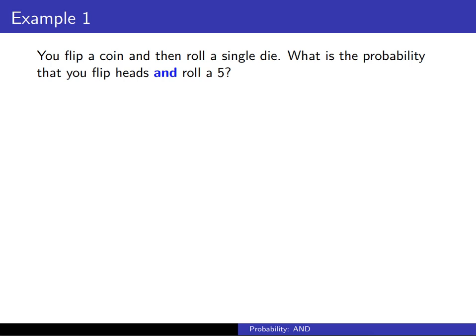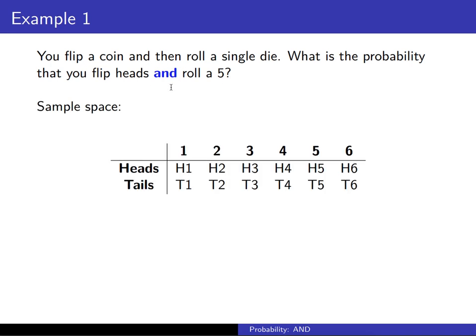So example 1 says you flip a coin and then roll a single die. What is the probability that you flip heads and roll a 5? So notice that these two events, flipping heads and also rolling a 5, are separated by the word "and." Well, let's take a look at what our sample space would be. So with flipping a coin, we have two outcomes, heads or tails. And with rolling a single die, we have 6 outcomes, the values 1 through 6.